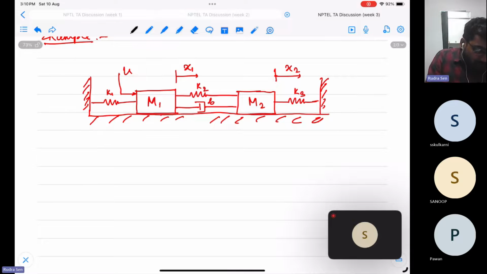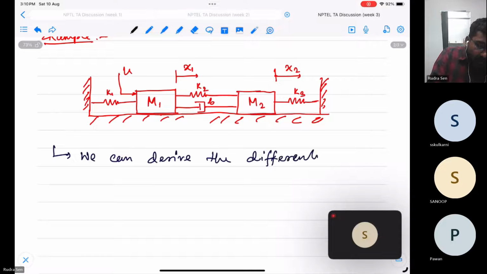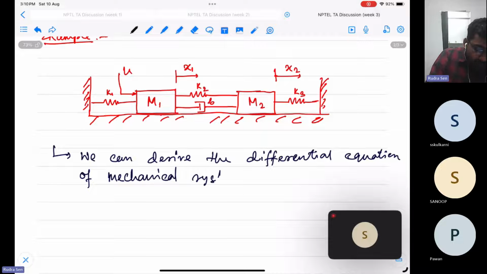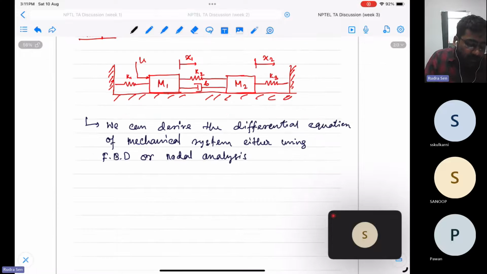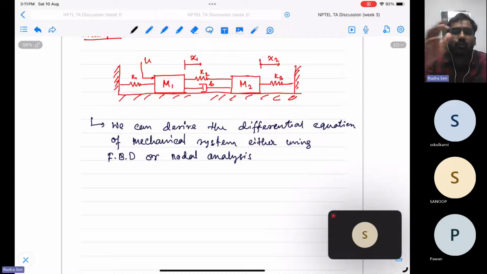We can derive the differential equation of a mechanical system either using a free body diagram, which is FBD, or nodal analysis. Nodal analysis is effective when the system is very large, meaning there are many degrees of freedom. Let's say instead of this double mass spring system, there is a six mass spring damper system. When the system order is very large, it is much easier for the control engineer to derive the system differential equation using nodal analysis.